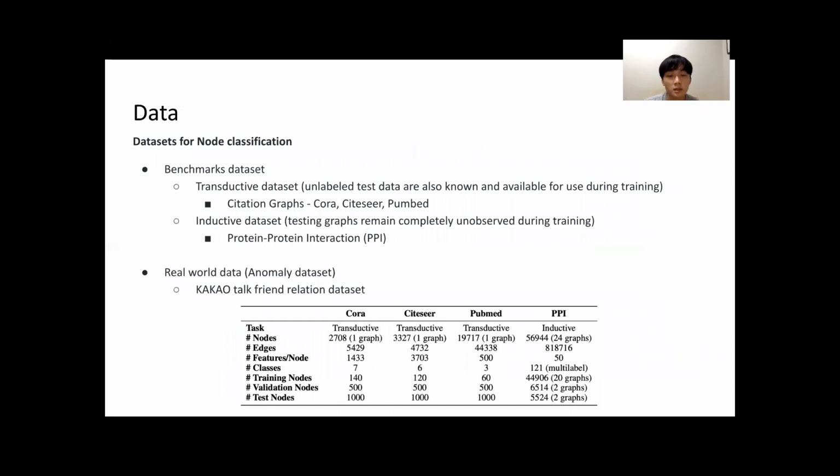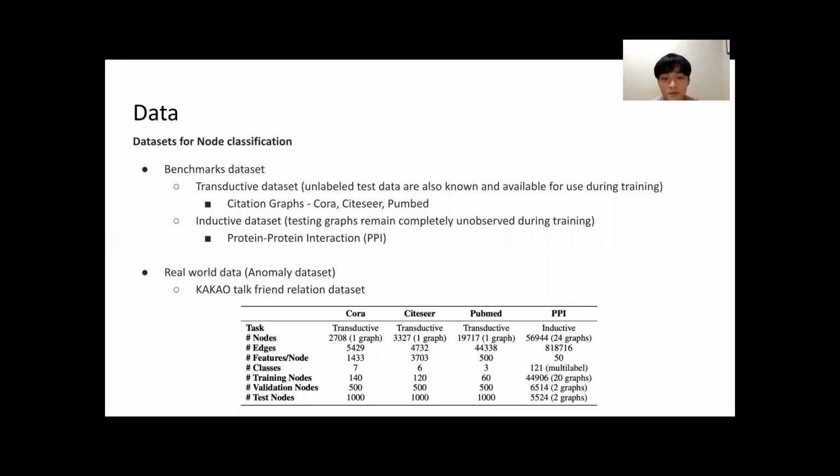And for datasets, we prepare four benchmark datasets and one real dataset. Cora, Citeseer, and PubMed form the citation graph datasets. Each node is a paper and edges are citation relationships between two papers. So these three datasets will be used under the transductive learning setting.